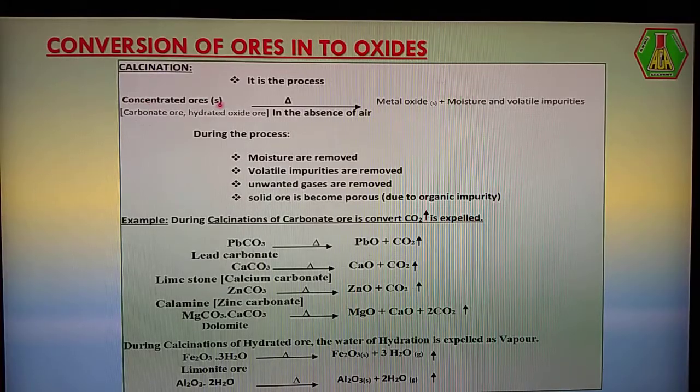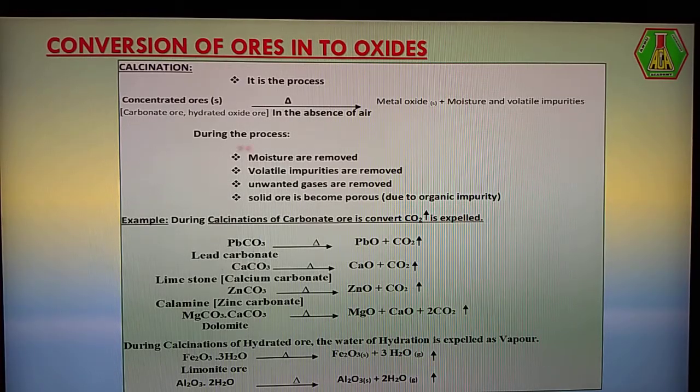So the concentrated ore is heated in a suitable furnace, but in the absence of air, it's very important. In the presence of air, it is called roasting. In the absence of air, it is called calcination. During the heating process in the absence of air, the carbonate ore is converted into metal oxide, and the unwanted impurities are all removed in the form of volatile gaseous substances.